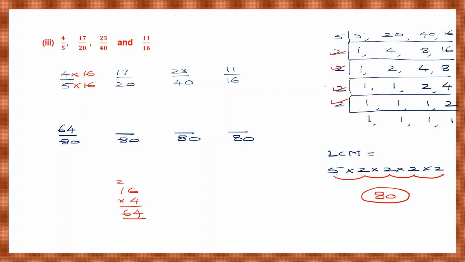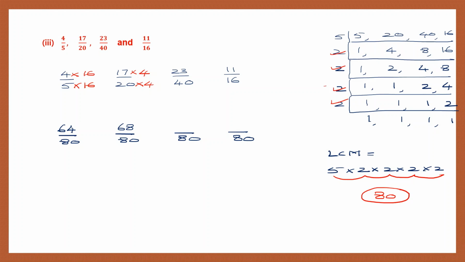Let's go to the next fraction. Denominator is 20. 20 into 4 is 80. So multiply 17 by 4. So let's do that. Let's multiply 17 by 4. 4 7s are 28. Carry 2. 4 1s are 4. 5, 6. 68. So here the second fraction, the numerator is 68.